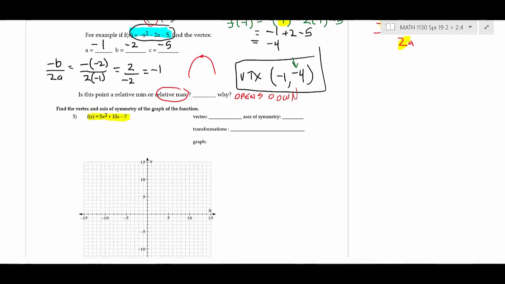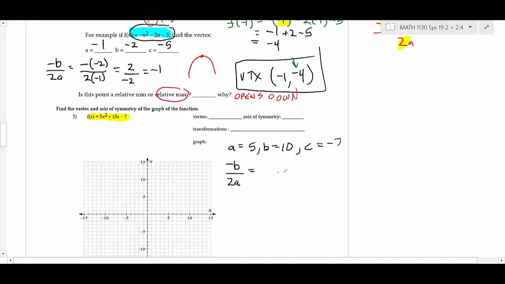See, that's already in the standard form. So again, what you have here is a is 5, b is 10, and c is -7. So we're just going to crunch out -b over 2a. Let's go ahead and just do that together. We would have -10, b is 10, over 2 times 5, a is 5. So it looks like we have -10 over 10, so that's -1. So the vertex has an x value of -1. So that's how you start.